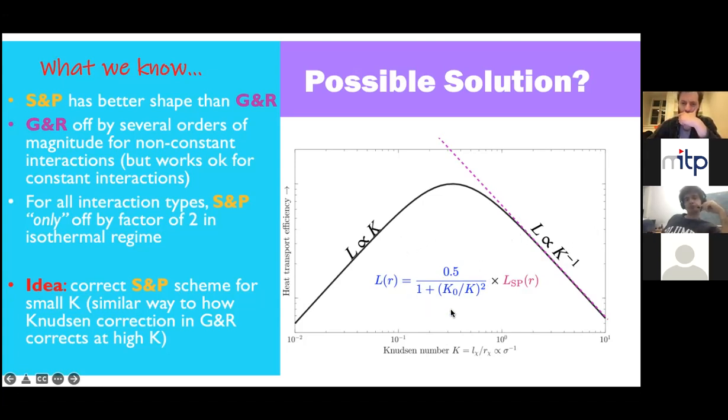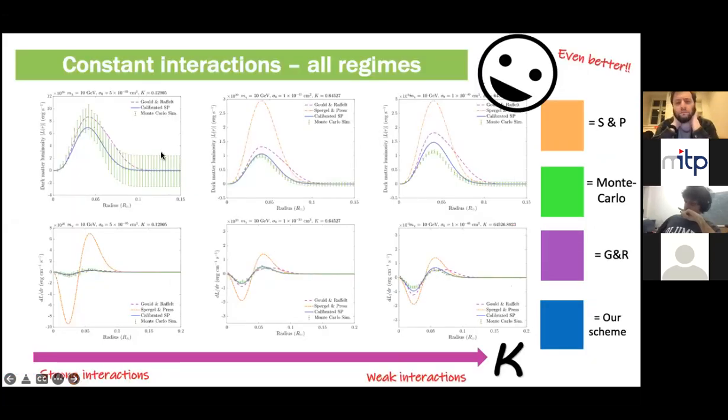And in fact, it turns out just by fitting directly to our simulation results, we find that by using the following universal fitting factor, and multiplying that by the Spergel and Press formalism, so just the isothermal case, also including this factor of 2, you actually get something which works across all interaction regimes for constant cross sections. So again, this is just showing you constant cross sections. You can see at any k, we've now got our new result, our new scheme in blue, doing an even better job than the modified Gould-Raffelt result. So that's all good, looking good for constant cross sections.